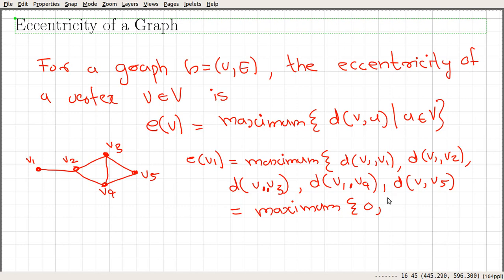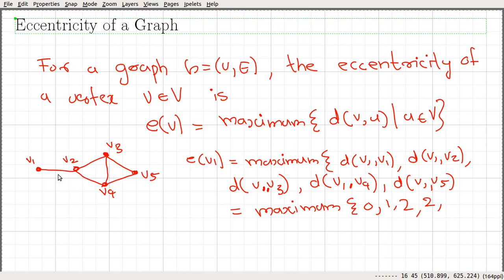So it's 1, and the distance between v1 and v3 is 2. You can use this edge, then this edge. That is the shortest one, that is 2. The distance between v1 and v4 is again 2. You can go from here to here, from here to here. That's also 2, and the distance between v1 and v5 is 1, 2, 3. And that is the shortest distance.